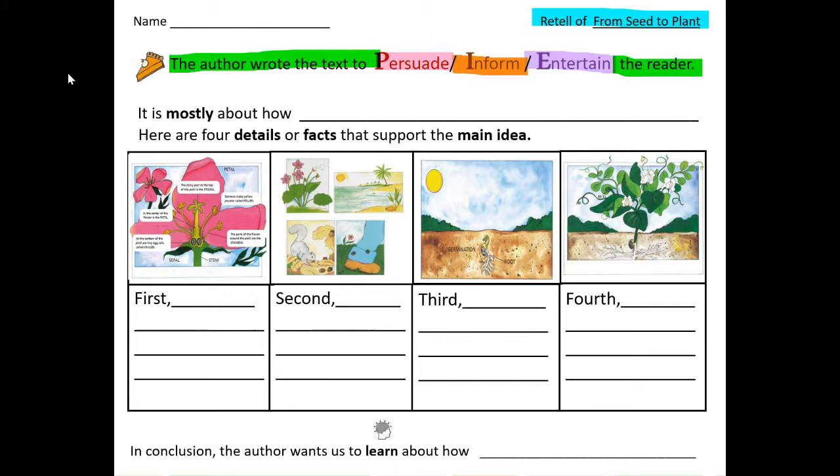Say it out loud. Well, the author wrote the text to inform the reader. It is mostly about how. What is it mostly about? The main idea. It is mostly about how. Say the main idea out loud. It is mostly about how.